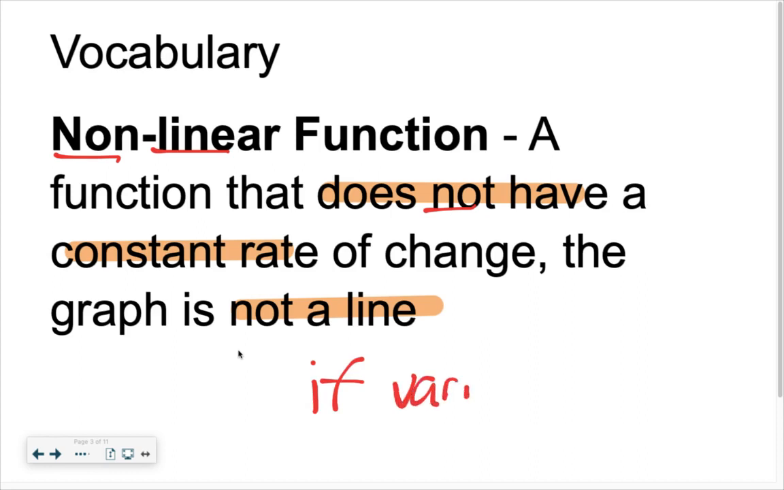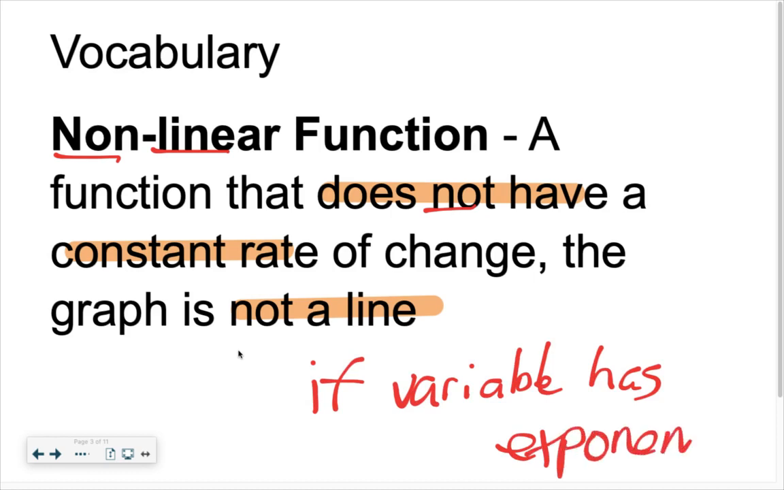if the variable has an exponent. So if the variable has an exponent like x to the fourth power or t squared, whatever it is, then it's not going to be a linear function, aka it's going to be nonlinear. To be nonlinear, it's not a line.